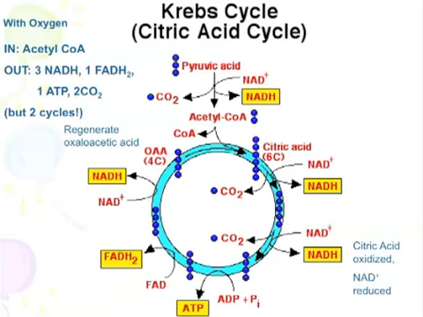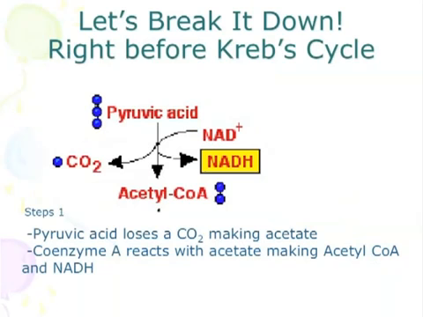So to break it down, before you actually enter the Krebs cycle, the pyruvic acid needs to react with coenzyme A in order to make acetyl-CoA and NADH, and a CO2 is lost. So if you follow the carbons throughout this whole thing, pyruvic acid had 3 carbons. You lost a carbon through carbon dioxide, and therefore acetyl-CoA has 2 carbons. So this is what enters your Krebs cycle.